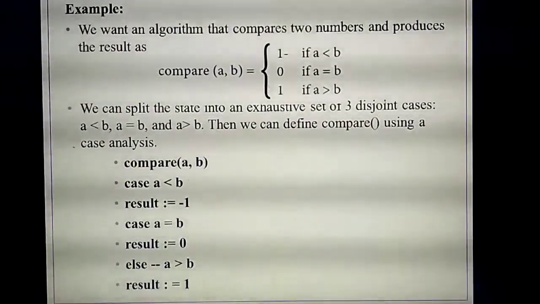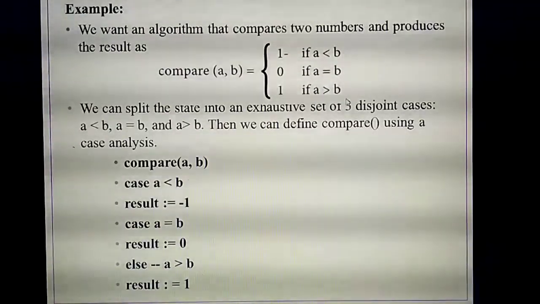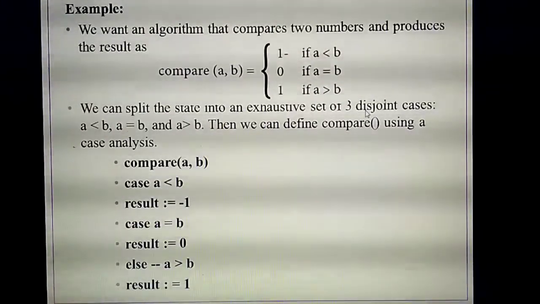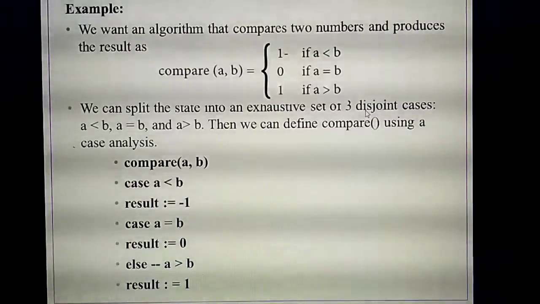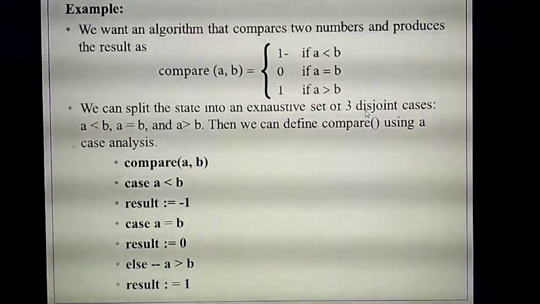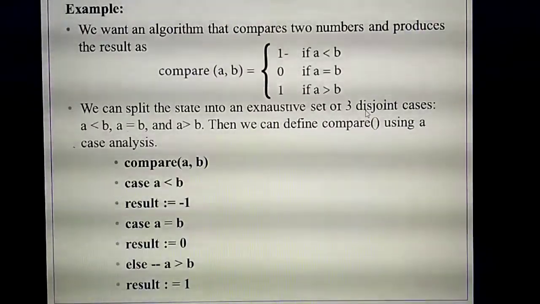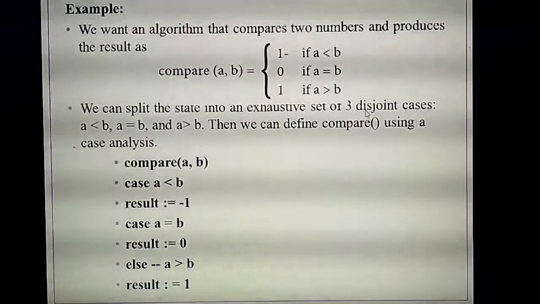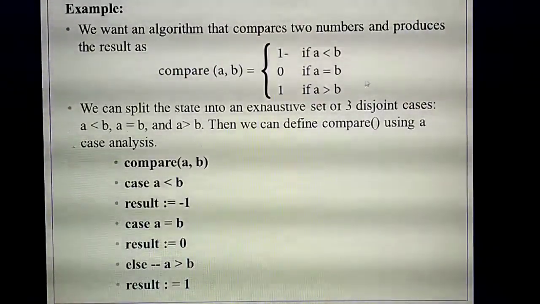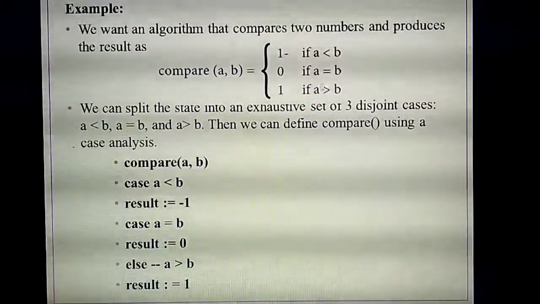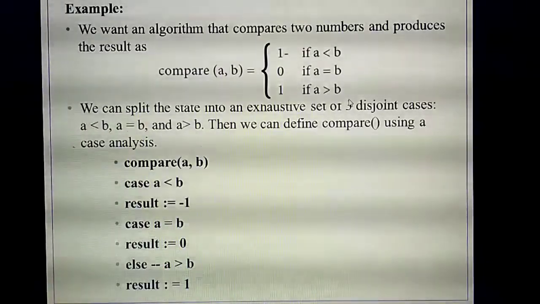First, we are going to split this into 3 disjoint cases. Okay, so last time we have studied splitting into disjoint cases. Likewise, we are going to split this question into how many disjoint cases? 3 disjoint cases. So what's the first case? A less than B. That's the first case. Second case, A equal to B. And third case is A greater than B.